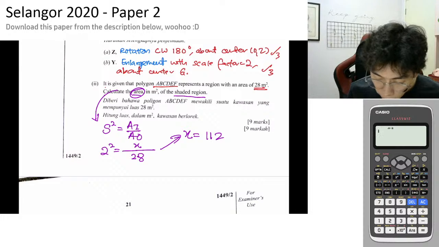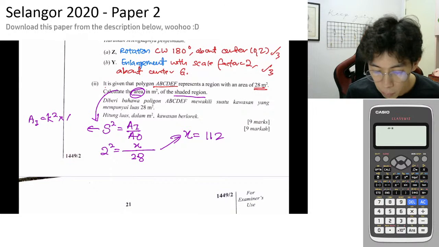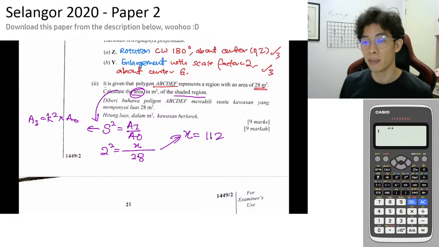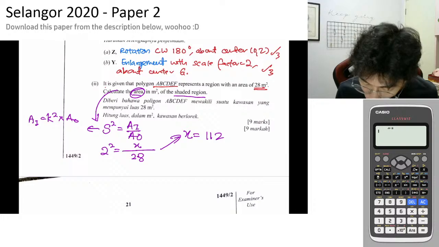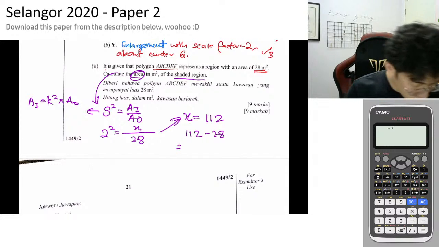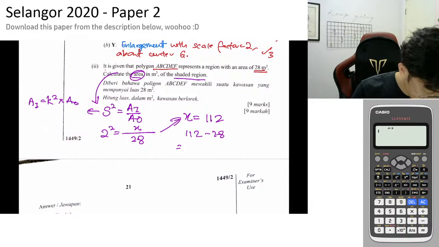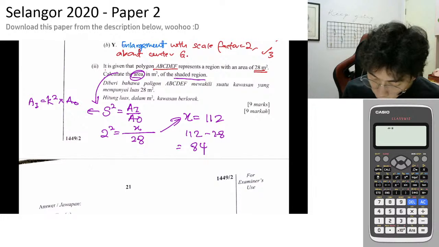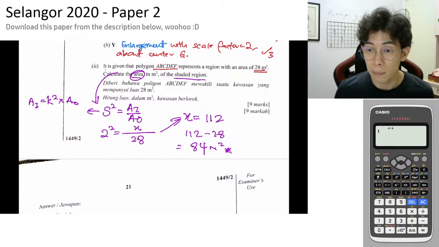It's the same formula, don't worry. In case you are memorizing the formula, the usual formula that you have been using is area of image equals k squared times area of object. Same thing. Now, because they want the shaded region, you take 112 minus the white part, 28. So 112 minus 28, you get 84. So the answer is 84 meters squared.